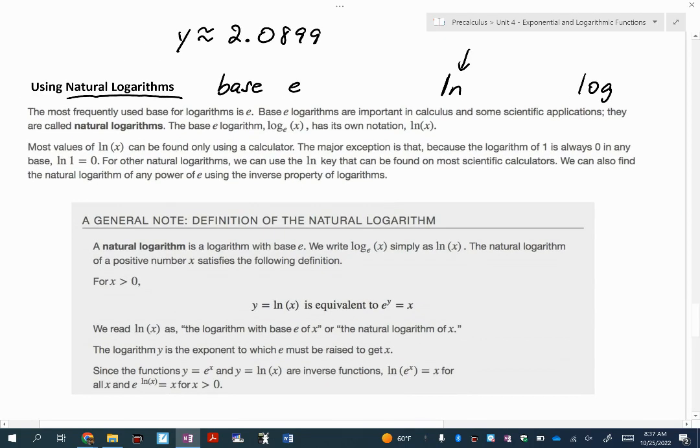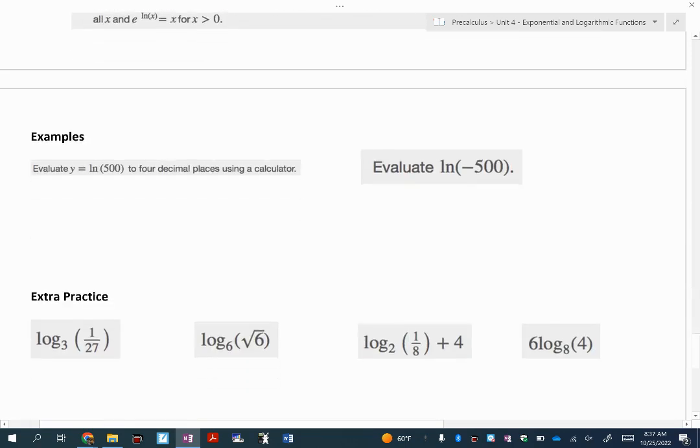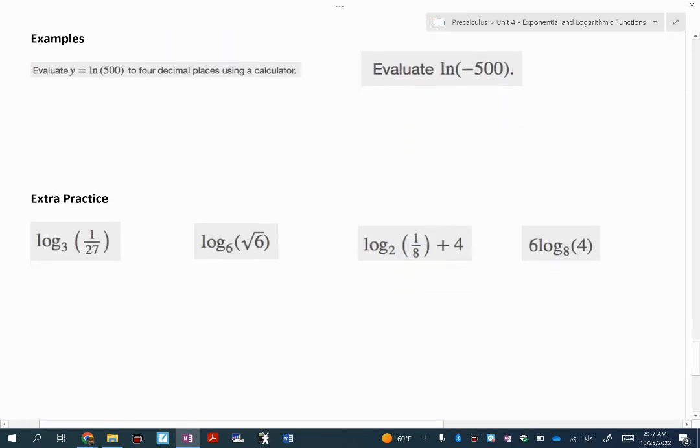Now, the nice thing about the natural logarithm is that it always has the same base. The base is always going to be e. We never write it, but the base will always be e. So if you have a base that's not e, you should not be using the natural logarithm. You should be using this logarithm, okay? So again, everything is the same, even if you're using the natural logarithm.